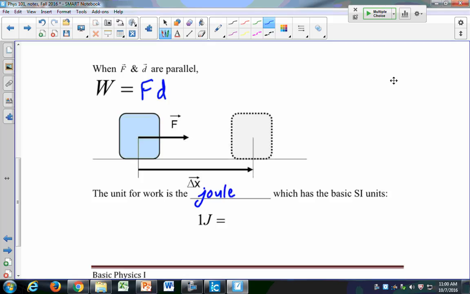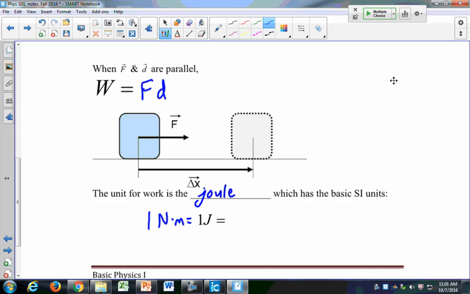And you need to know the basic SI units. Sometimes you'll see that people will not use a joule, but a unit of 1 Newton meter, and you might see me use that sometimes too. But this is the same. The Newton meter, Newton times meter, is equivalent to a joule. Joule is capitalized because it's a person's name.